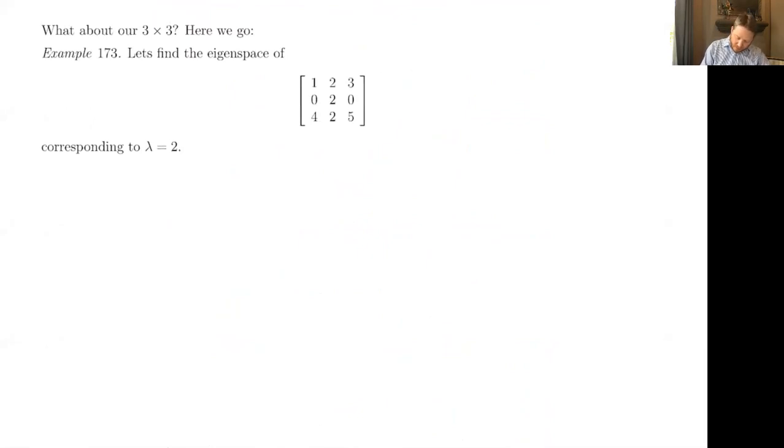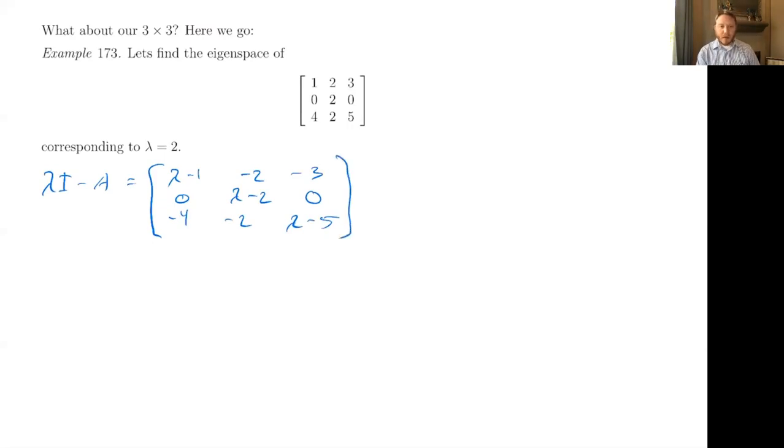So lambda equals 2. What is lambda I minus A? That is lambda minus 1, -2, -3, 0, 0. Sorry, 0, -4, -2, 0. Lambda minus 2, lambda minus 5. I don't think I did that in the best order. Anyway, lambda minus the stuff on the diagonal, make everything else negative.